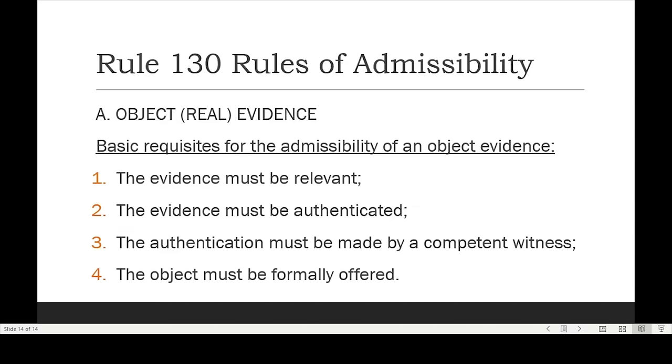Okay? But this second requisite here, the authentication, is the process of determining whether the object evidence is competent or not. Okay? So, in this authentication, we will determine whether the object evidence is excluded by the Constitution, the law, or the rules on evidence. So, that is the connection. Okay? And then, the authentication must be made by a competent witness, and the object must be formally offered. So, just remember this for now, this fourth basic requisite. Okay, so we will be discussing this formal offer in our later discussions.